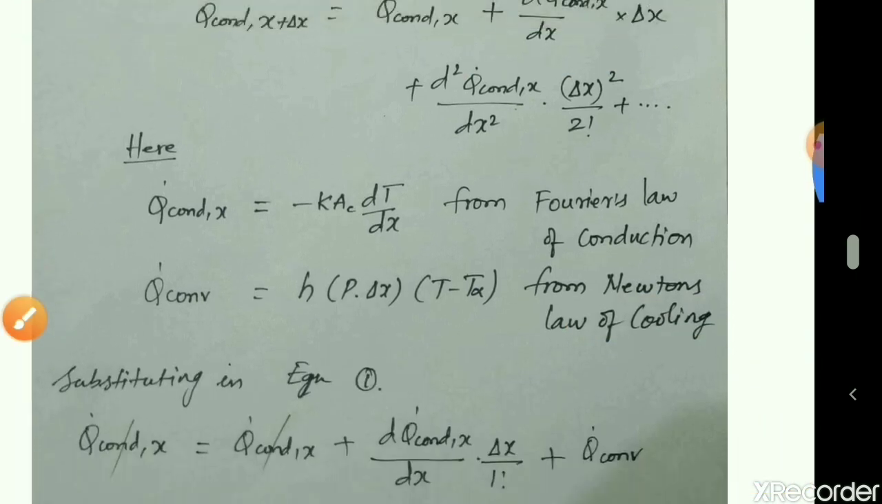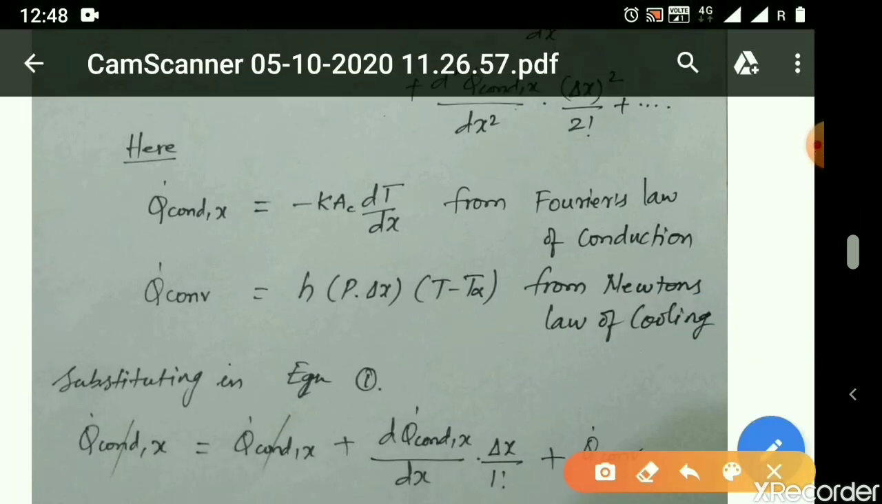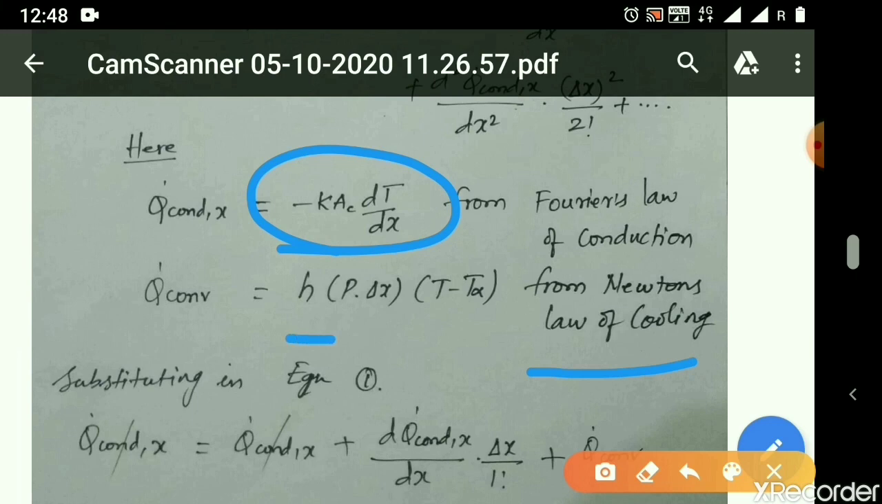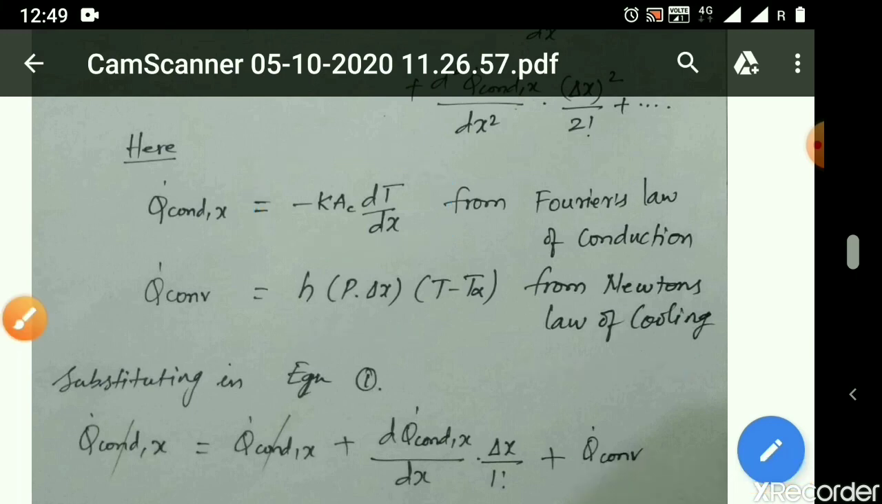And Q dot conduction is the conduction heat transfer, which is governed by Fourier's law of conduction and is given by minus kA into dT by dx. And Q dot convection is the convection heat transfer rate, which is governed by Newton's law of cooling and is given by hA delta T. Here the area is the surface area, which is given by the perimeter times the length of the volume element.